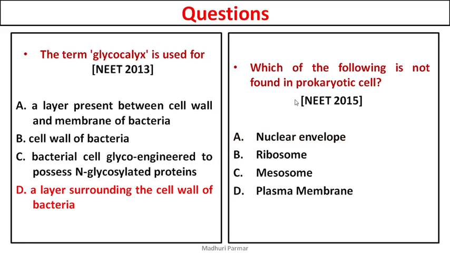Which of the following is not found in a prokaryotic cell? Nuclear envelope? Yes, A is the answer. Ribosome is found, mesosome is also found, and plasma membrane is also found. What is not found is the nuclear envelope. The DNA is naked.